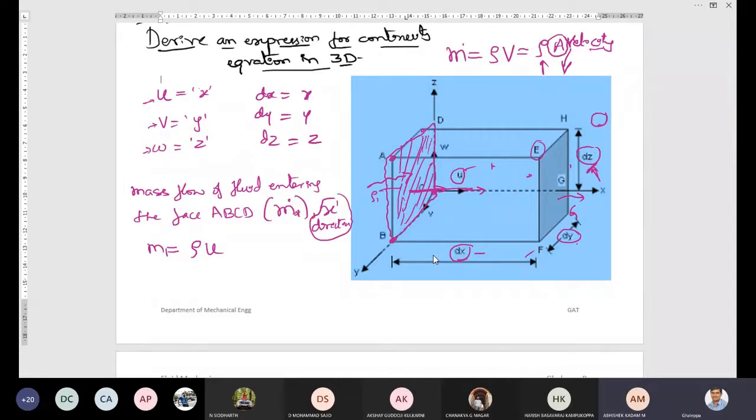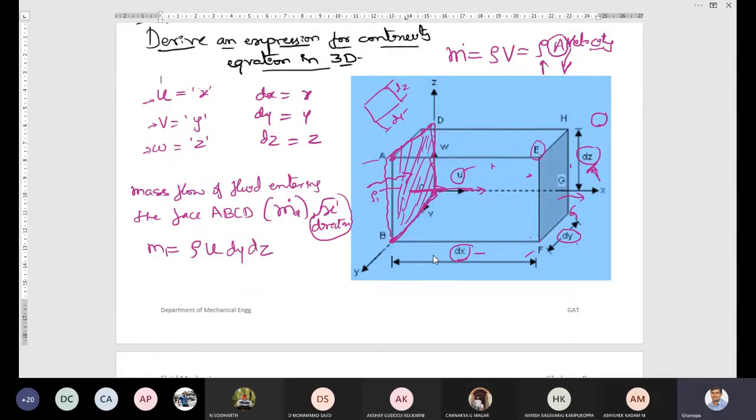Then what is the area of ABCD? Because ABCD is a square, this distance is dy. What is the height of this ABCD? That is AB. AB length is equal to EF length, which is also equal to GH length. So it is dz. So what is the area? Area will be dy dz. Dear students, I hope you have understood.